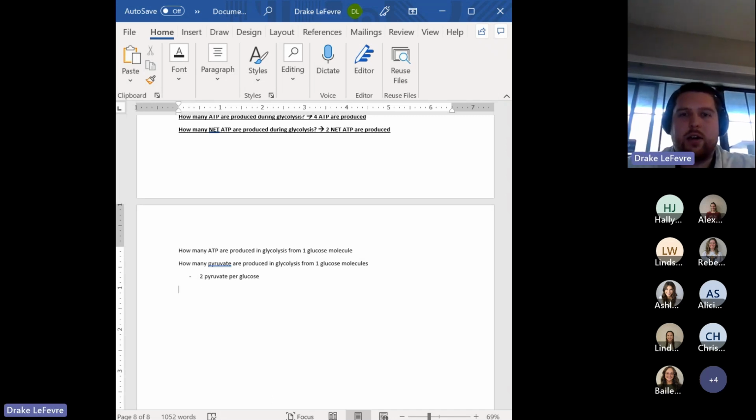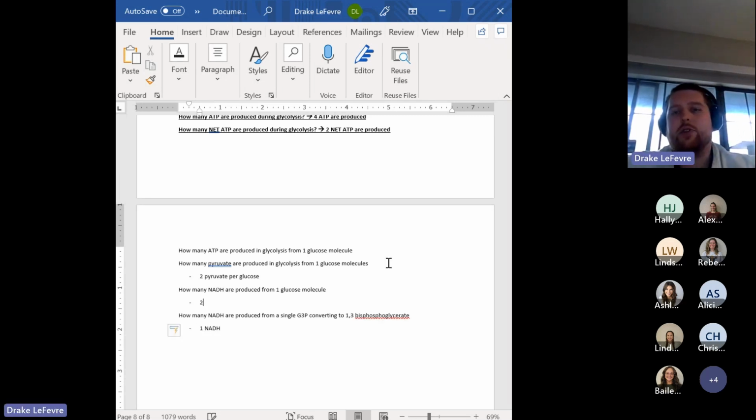Could also give you the question, how many NADH are produced from one glucose molecule? And there's 2. Or how many NADH are produced from a single glyceraldehyde 3-phosphate converting to 1,3-bisphosphoglycerate? And then that answer is 1 NADH. So you see, you can word these.